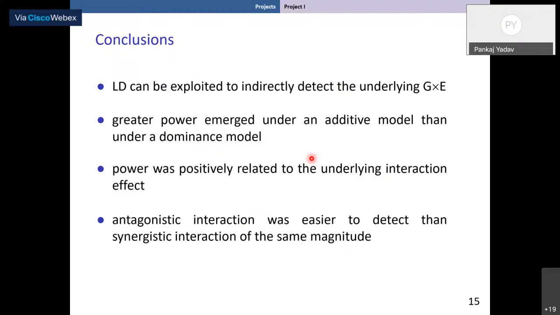The conclusion from this study is that LD can be exploited to indirectly detect the underlying G cross E, and the greater power emerged under an additive model than under a dominance model. Power was positively related to the underlying interaction effect: as we increase the interaction effect, it was easier to detect it. And antagonistic interactions were easier to detect compared to synergistic interactions of the same magnitude.